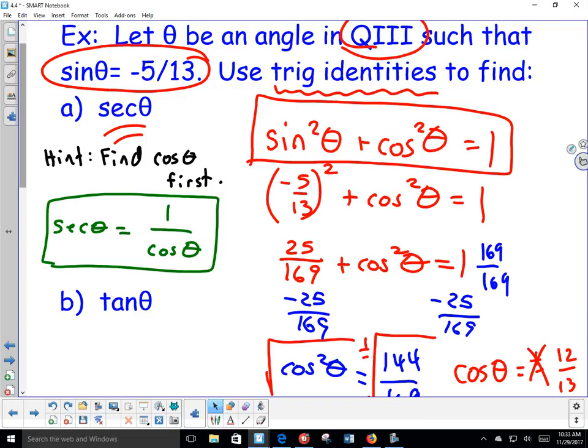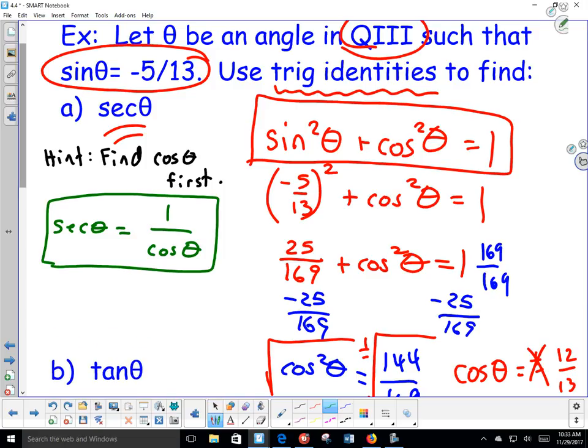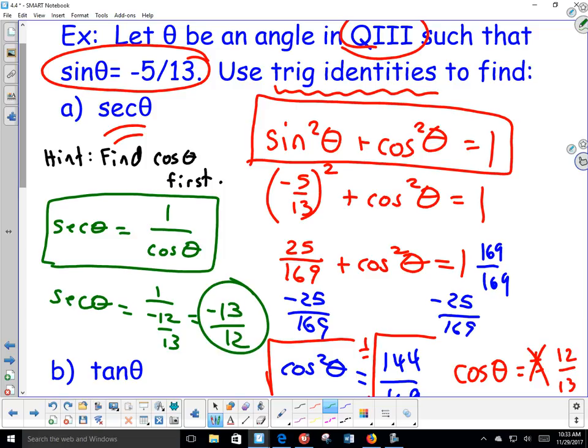And so I get secant of theta is equal to 1 over, what was it, negative 12/13? Yes. So that's going to be negative 13/12. Are we okay with it?